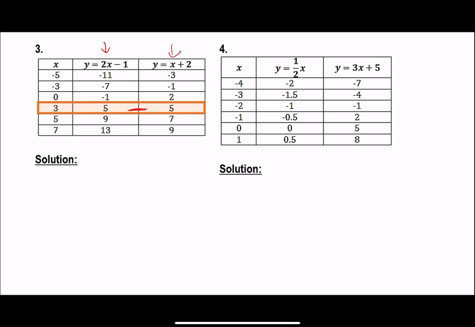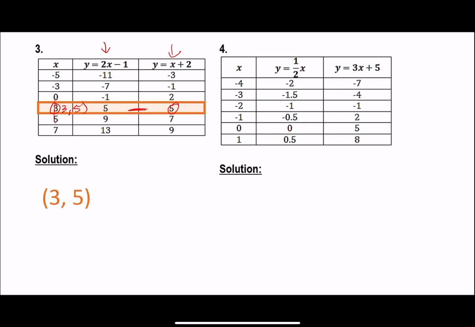That means our coordinate pair or our solution is going to be 3, 5. And that's because it's the same point. Right here, it's 3, 5 on y equals 2x minus 1. And then on y equals x plus 2, it's also 3, 5, with your x and your y, writing it as a coordinate pair.